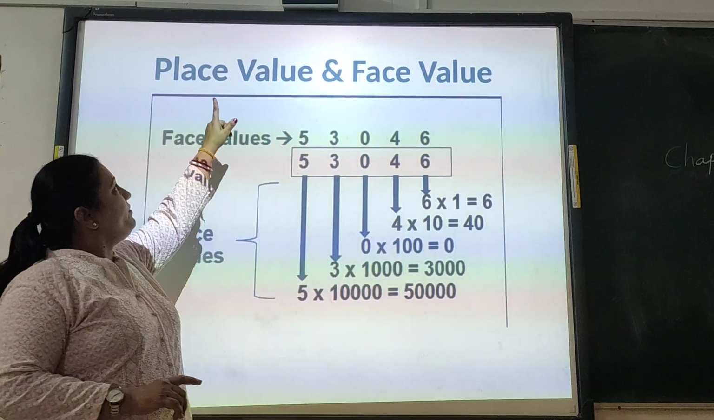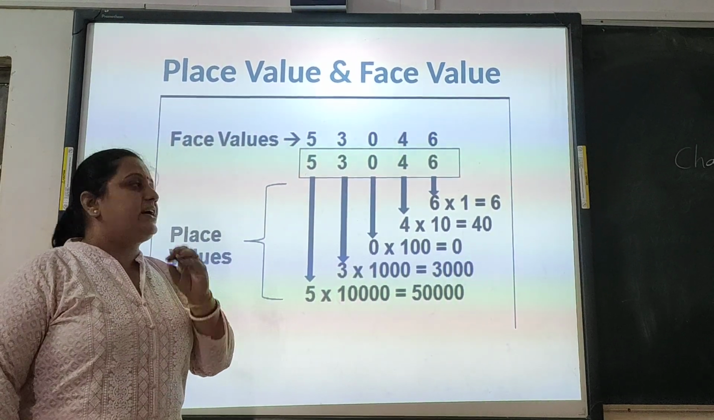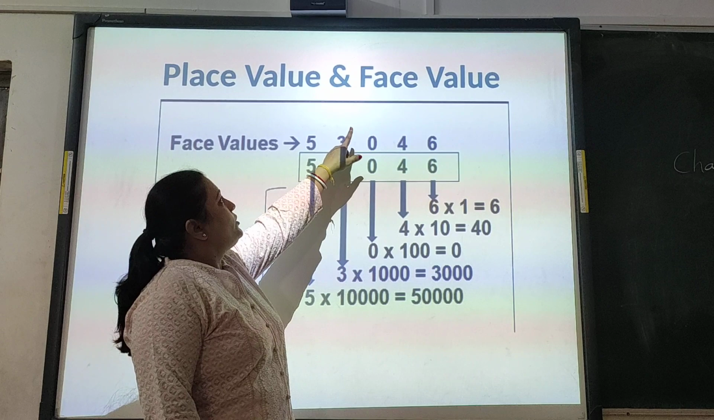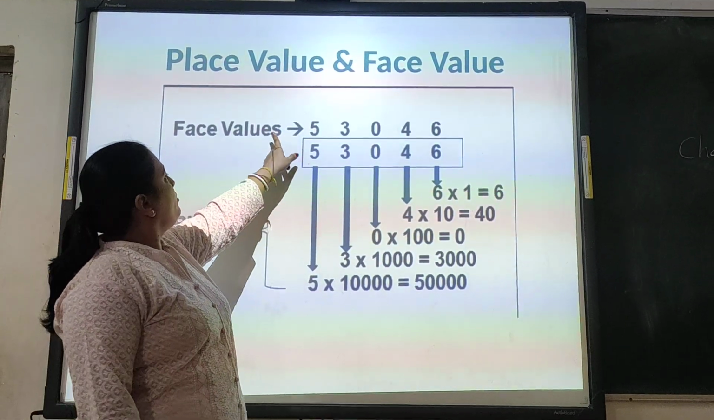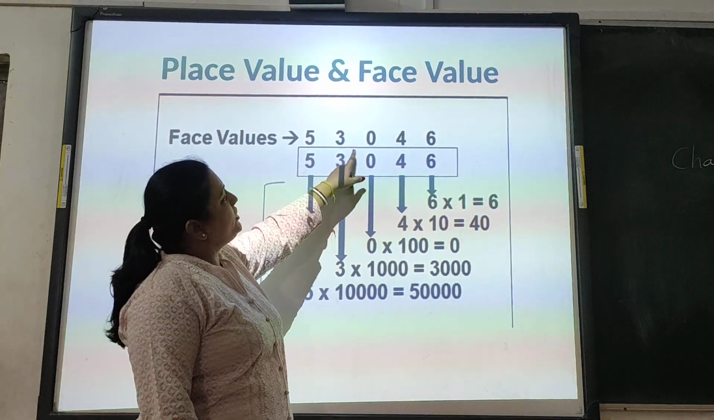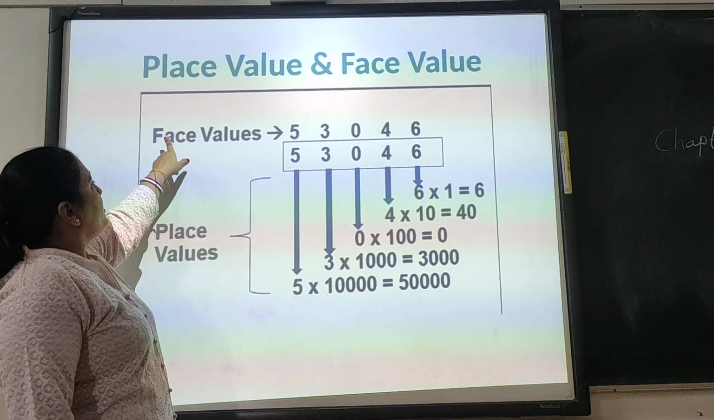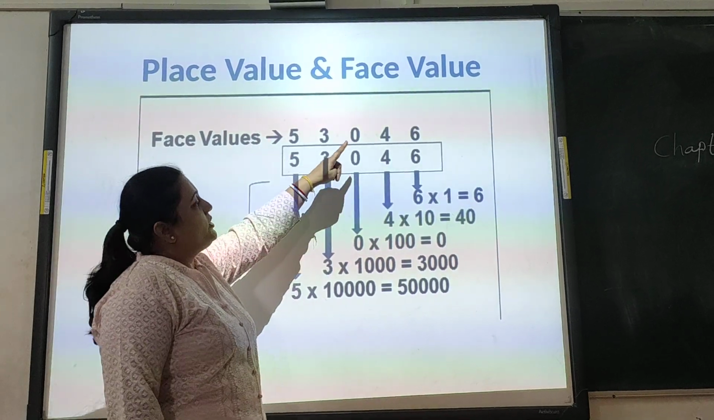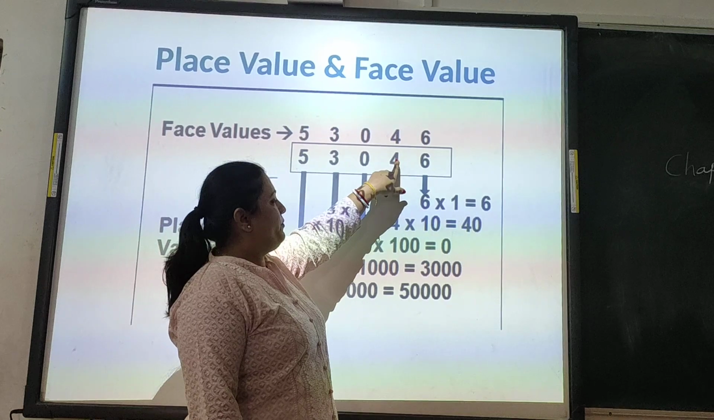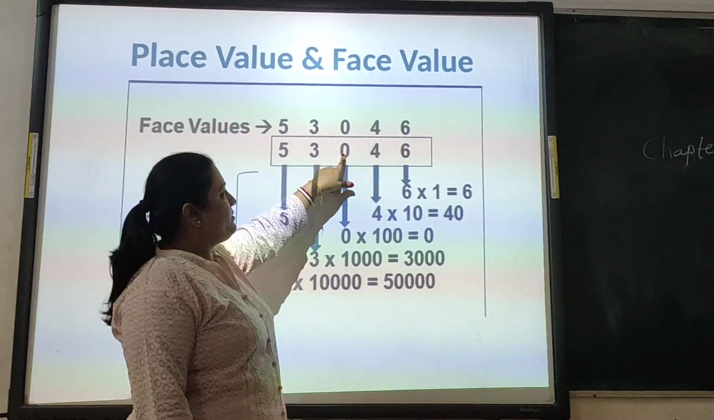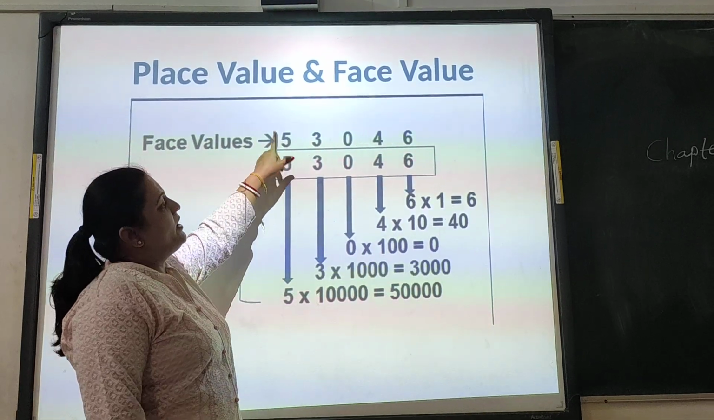So like that, face value means whatever number appears, what we are seeing, that is the face value of the number. So there is a difference between place value and face value. Now see here, what is the number? 53046 means 53,046 is the number. Now what is the face value of this? The face value of 6 is 6 only. Face value of 4 is 4. Face value of 0 is 0. Face value of 3 is 3. And face value of 5 is 5 only.